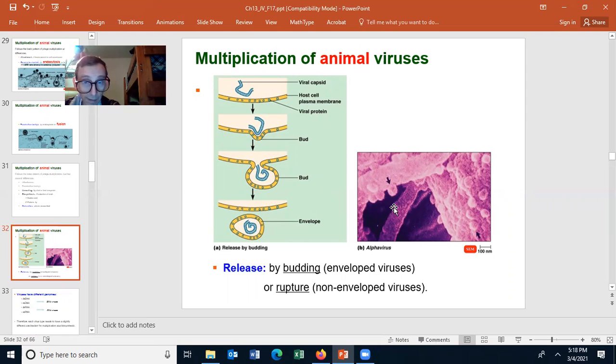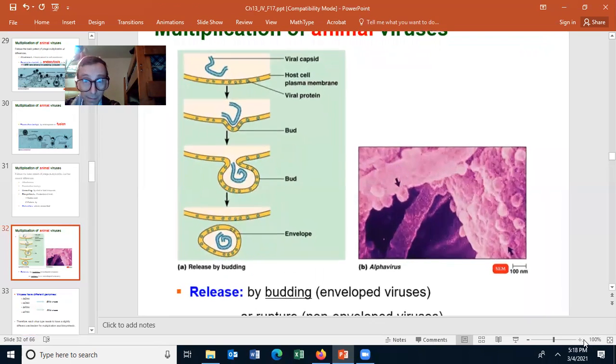And here you can actually see a virus budding out of the membrane. I'm not sure, I guess that's the cell membrane, it's hard to tell. Any question about any of that? Let me blow this up just a little bit.